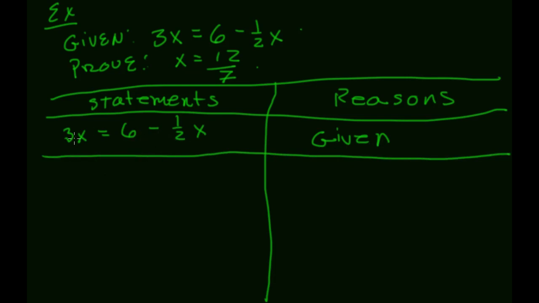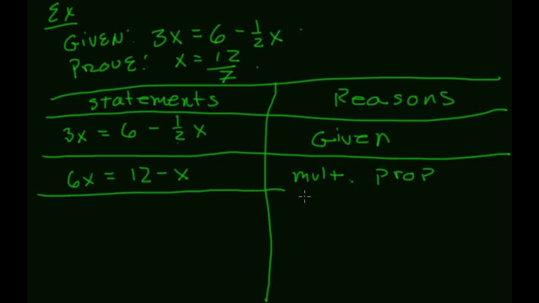Okay, so a logical first move here may be to get rid of this fraction by multiplying through everything by 2. So if I multiply the left by 2, I get 6x. If I multiply the right by 2, I get 12 minus x. What did I do? Multiplied both sides by 2. So this was done by the multiplication property, which says if I multiply both sides of an equation, I get an equation that's true for the same values.